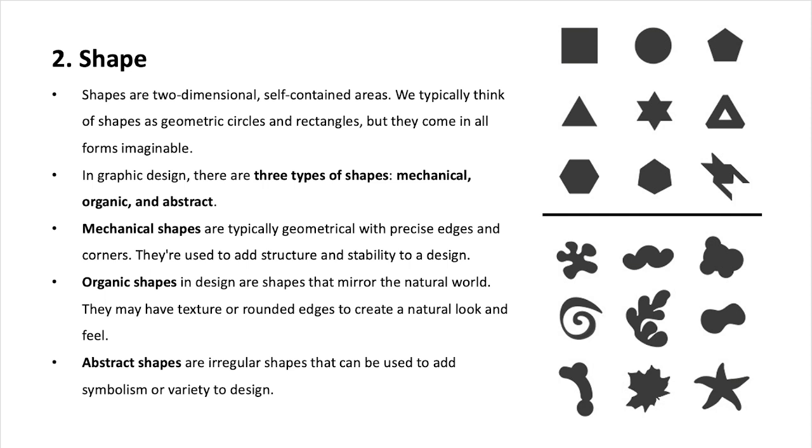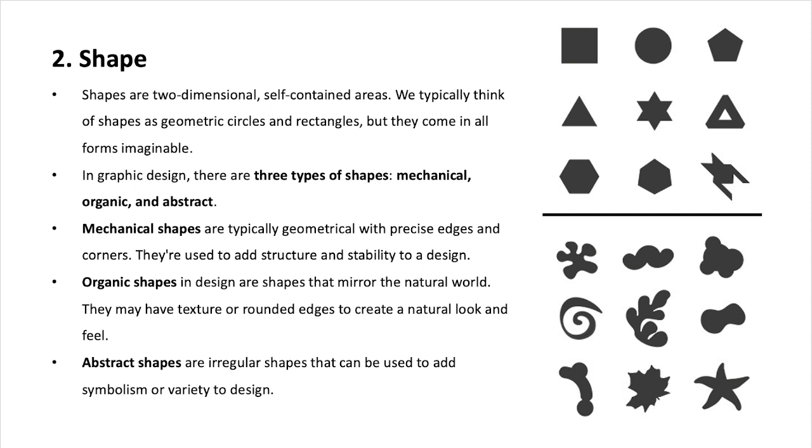Mechanical shapes are typically geometrical with precise edges and corners. They are used to add structure and stability to a design, whereas organic shapes are shapes that mirror the natural world, that resemble the natural objects present in nature. They may have texture or round edges to create a natural look and feel.